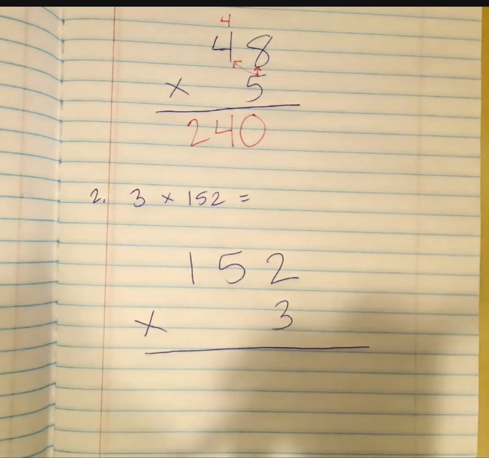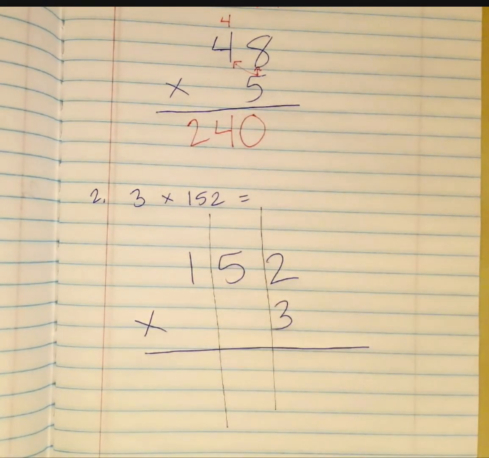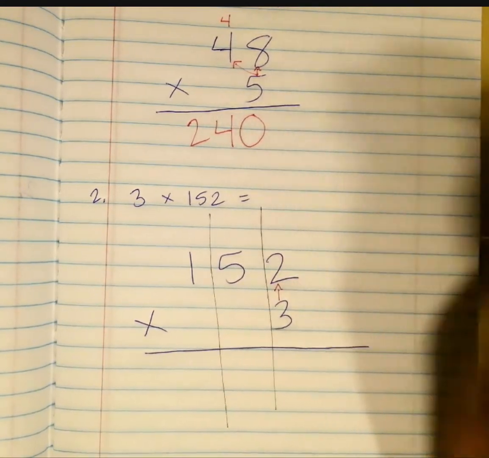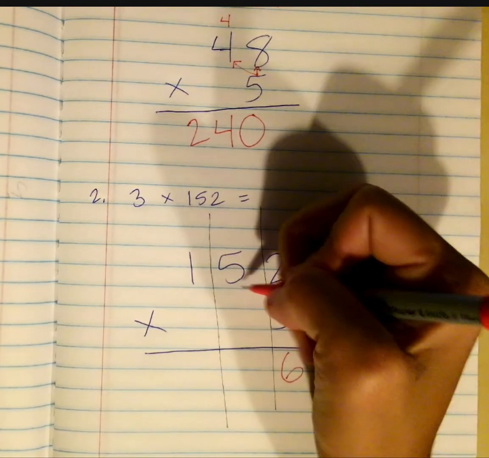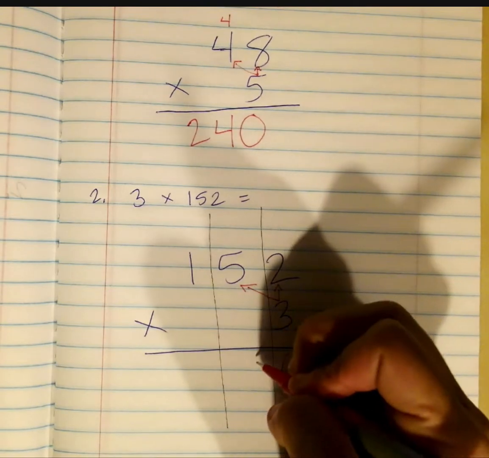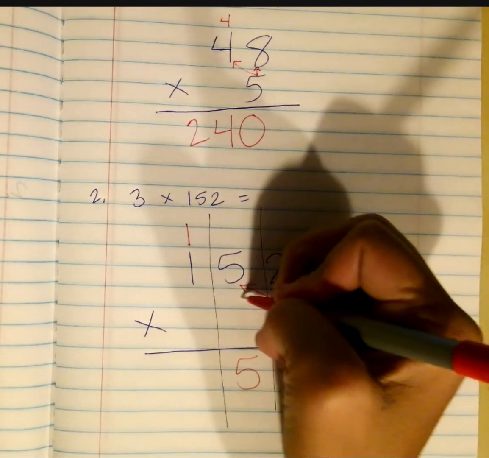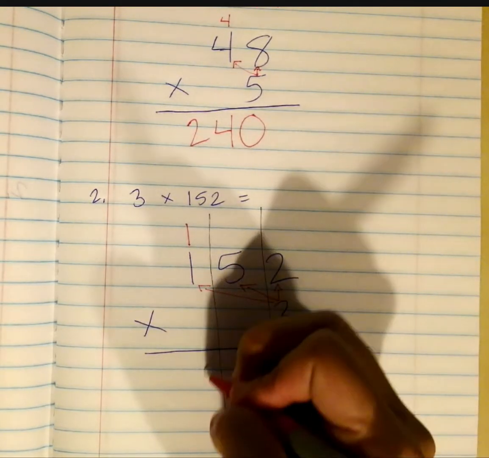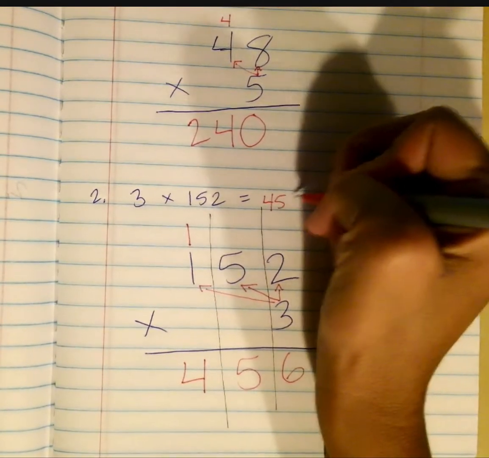Some students are also still currently using the train tracks to help keep their numbers aligned, which is fine. So 3 times 2 first, 6. 3 times 5, 15, carry the 1, and then 3 times 1 is 3, plus 1 is 4. Our answer is 456.